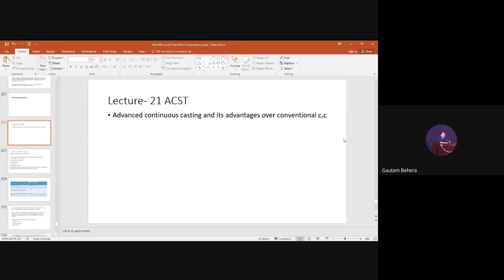Good morning, everyone. Today is lecture number 21 of this advanced concept in steel technology. And today's topic is again on this steel making process, that is basically advanced continuous casting and its advantages over conventional continuous casting. So, as we know, we are not doing ingot casting nowadays, which is a batch process because we have to pour the liquid steel into a mold and we'll get a product, right?